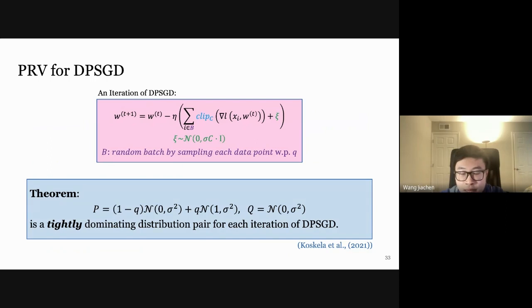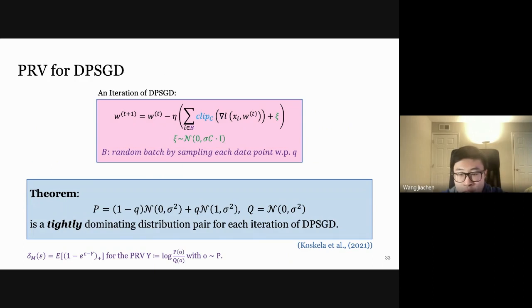And for this subsampled Gaussian mechanism, we can easily show that this particular (P, Q) is its tightly dominating distribution pair. So here, this Q is just a one-dimensional standard Gaussian with variance sigma, and this P is the convex combination of the standard Gaussian and a Gaussian distribution with mean equal to 1. And recall that this q is the subsampling rate.